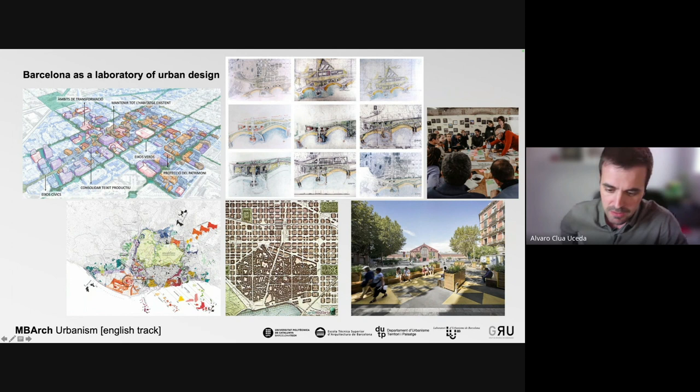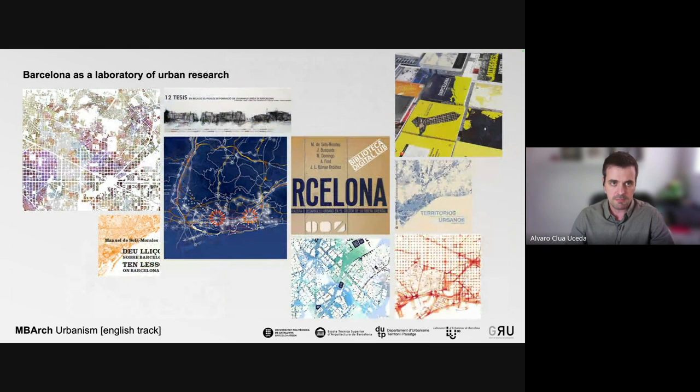But it's also a place where you can still recognize the powerful transformation during the Olympic Games in 92, but also the latest tactical urbanism that you can find in the superblocks in Barcelona, for example. Barcelona is also, for us, a laboratory, but of urban research. So we think that Barcelona is not only a place where you can really see the transformation, but also where you can test different ideas.